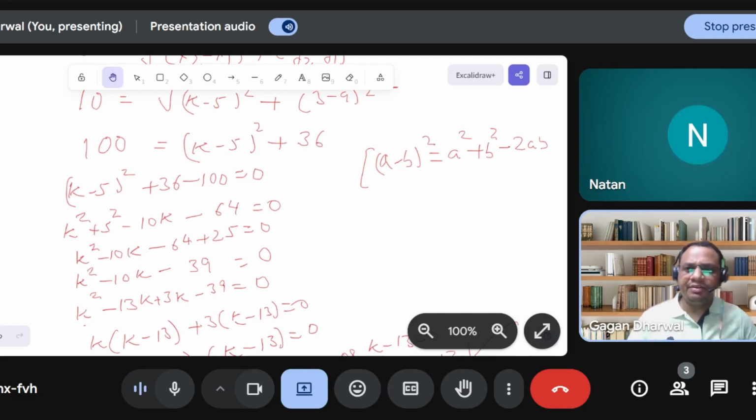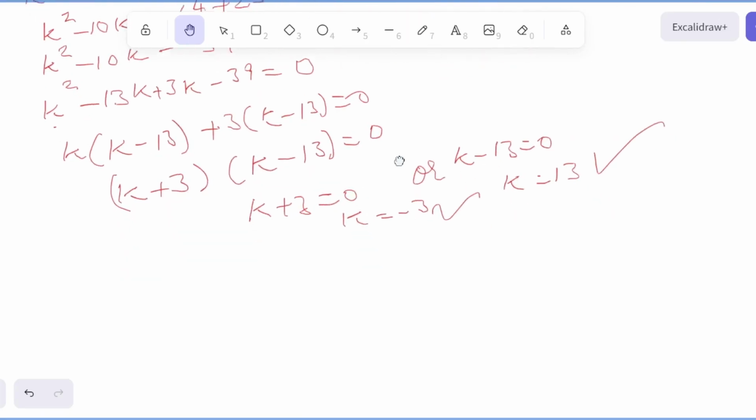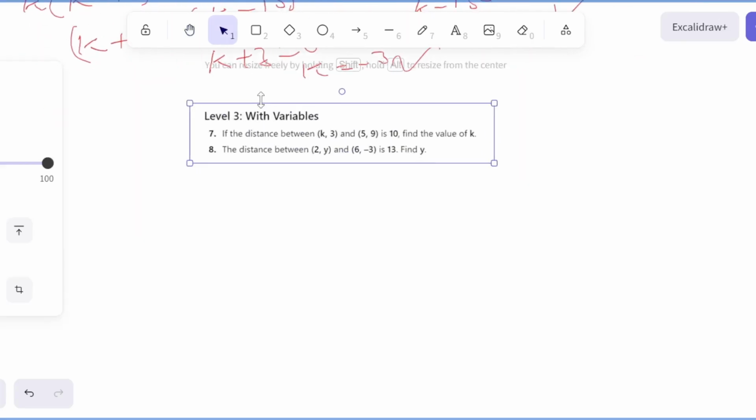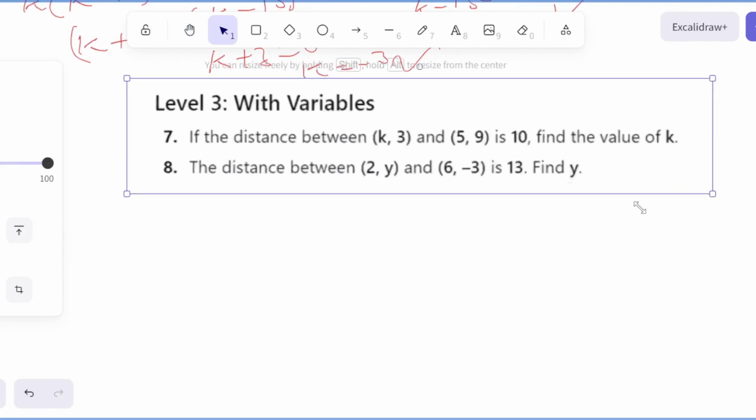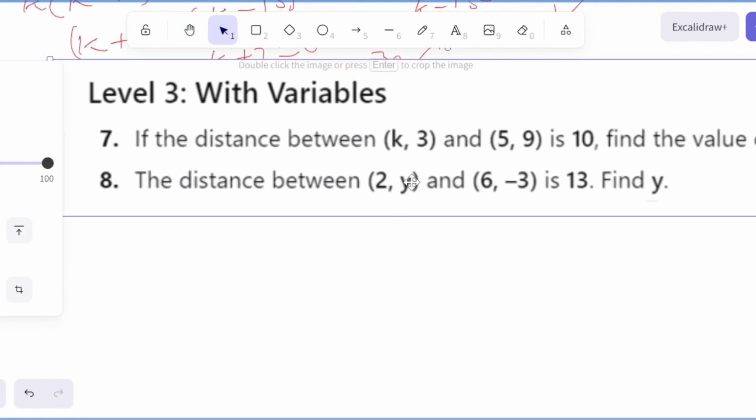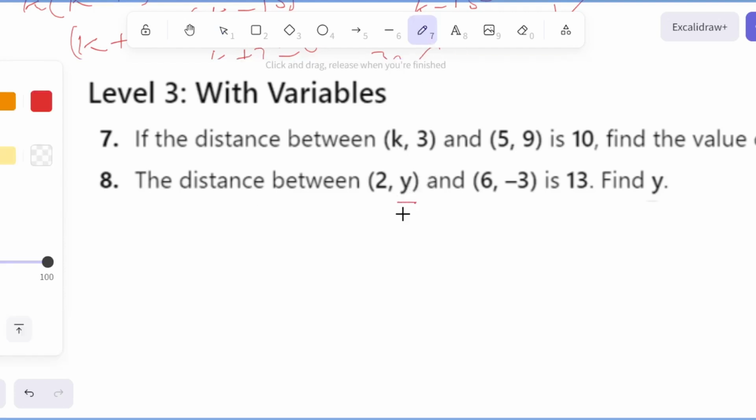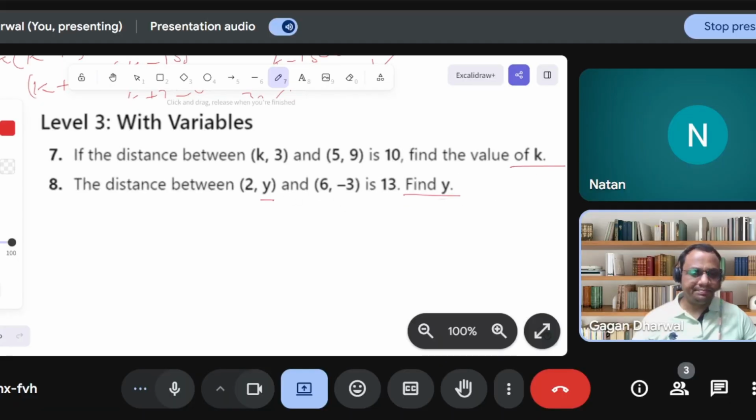Can you give a try for the second one, buddy? I'll try. Repaste the question again. Yeah, this is what it is. So here, instead of k, there's an unknown coordinate y, and same thing, they have given us the distance. So you have to find y. In the previous case we found the value of k. I think again maybe we get two values of y. We'll see. Give it a try, then we both will do it together. But we are good with the concept, right?